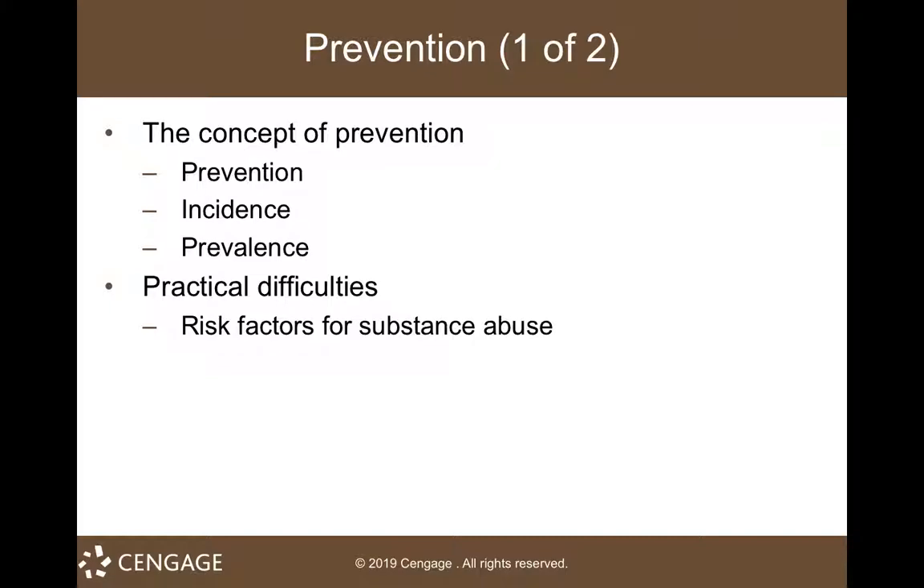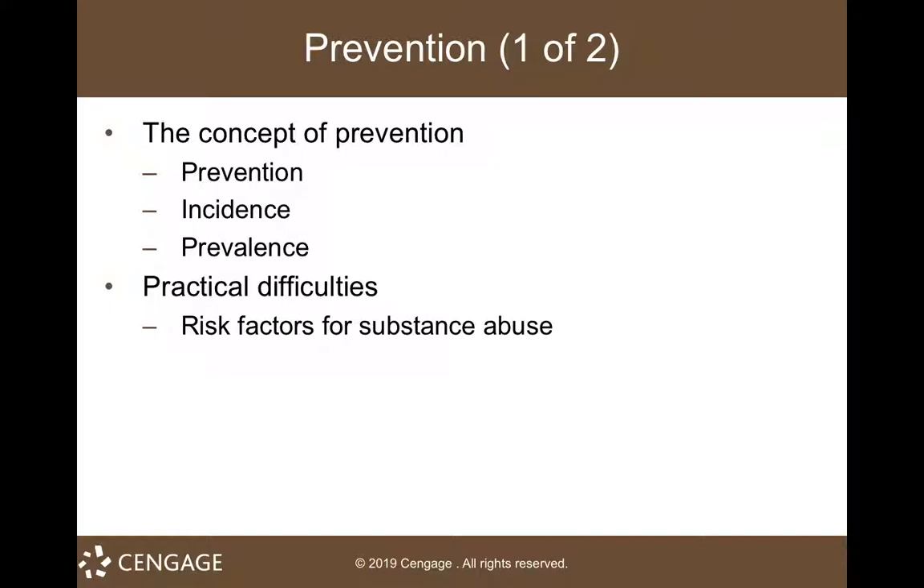Okay, so we're looking at the concept of prevention, which was introduced to you in the previous chapter. Prevention refers to activities that reduce or stabilize the incidence or occurrence of new cases of substance abuse and thereby reduce or stabilize its prevalence, which are the total number of cases. While there has been widespread agreement that prevention is important, there has been a lack of agreement over the best way to achieve it.